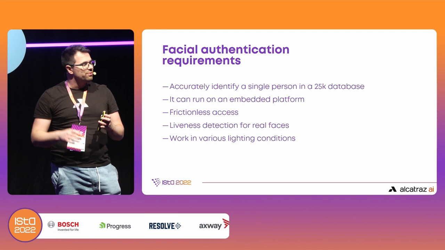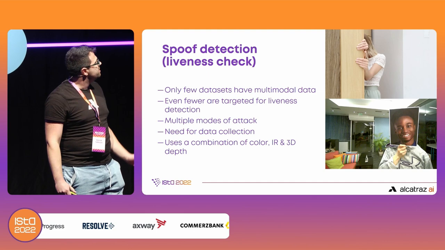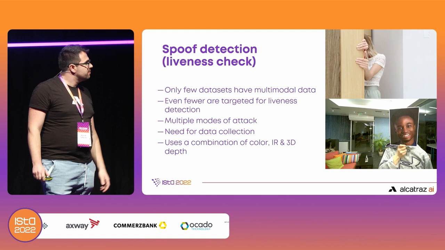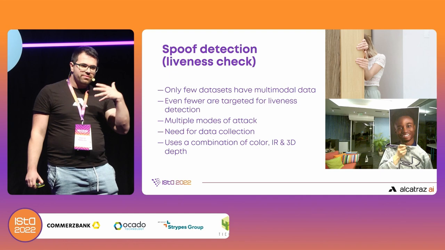So I will focus particularly on one of these issues, on the spoof detection, liveness check. There are different ways you can turn this. So this is specifically this check to see if this face is real. Is it a mask? Is it paper? Is it phone, tablet?